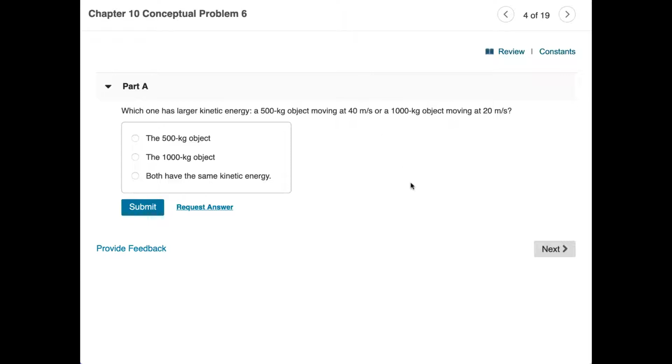It depends on the square of the velocity, which means this faster speed means more. In fact, being double the speed means 4 times the kinetic energy. So if the 40 meters per second gives it 4 times and the mass only gives it half, then it's twice as large, and the 500 kilogram object has the larger kinetic energy because the speed matters more.